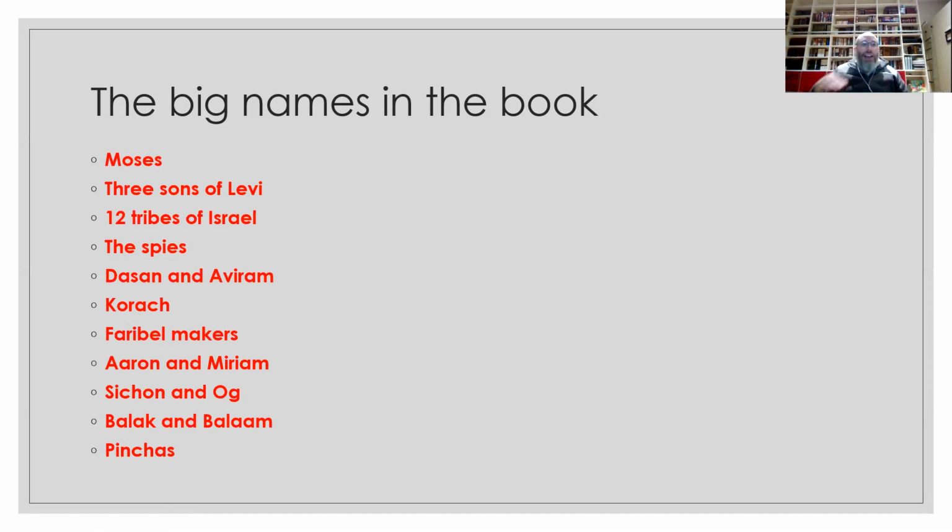Just to go through some of the characters, I said Moses, we discussed the three sons of Levi and the various responsibilities they had in the temple, the 12 tribes of Israel, how they camped, the story of the spies. Dathan, Aviram, and Korach are all the conspirators against Moshe. Fair to say the rabble just includes everybody else. And then Aaron and Miriam both pass away in this week's Parsha.